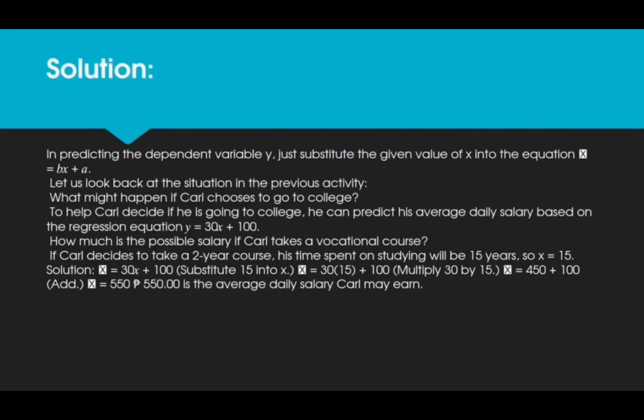If Carl decides to take a 2-year course, his time spent studying will be 15 years. So x equals 15. The solution is y equals 30x plus 100. Substitute 15 into x. So y equals 30 times (15) plus 100. Multiply 30 by 15 and you will get y equals 450 plus 100. Add these two, and you will get y equals 550. So 550 pesos is the average daily salary Carl may earn.